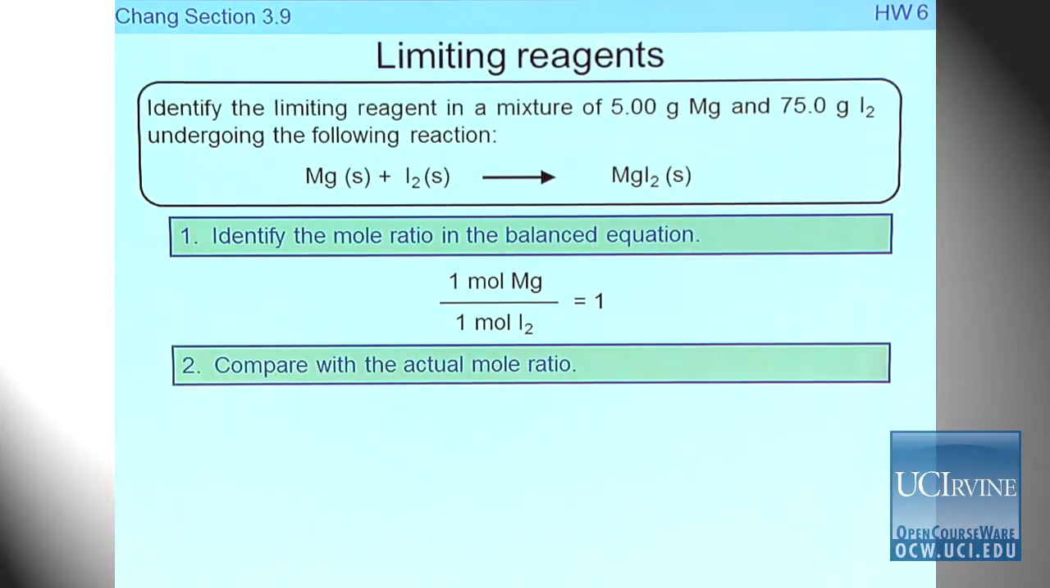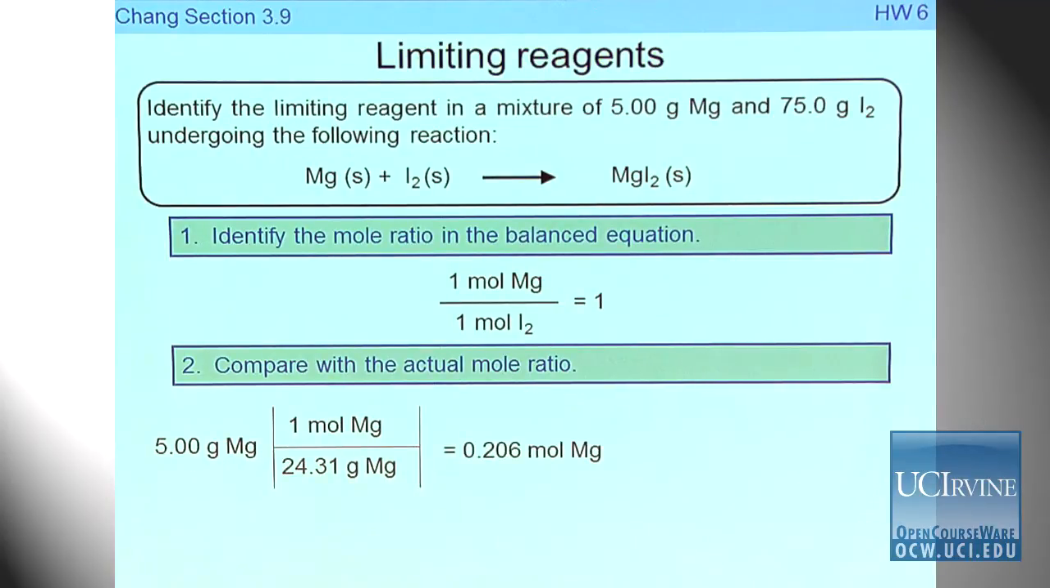Now let's see what the actual mole ratio is. What is the actual mole ratio? It is how much you actually have. What I actually have is this and that. So I'm going to convert these numbers to number of moles. Okay? So 5 grams of magnesium, I'm going to convert it to a number of moles of magnesium. I do that by dividing by the molar mass. 24.3 is the molar mass of magnesium, and I find a total of 0.2 moles of magnesium.